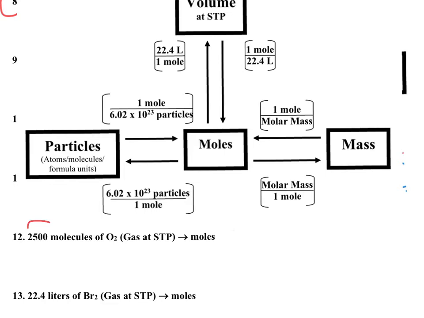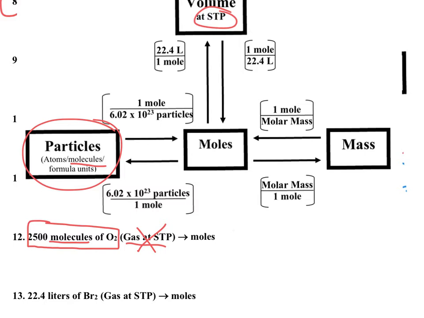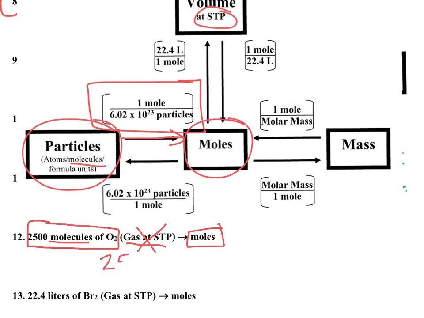We have for 12, 2,500 molecules of oxygen. Notice it says a gas at STP, which normally associates with volume, but in this case it doesn't matter because you have molecules, and molecules is found under particles. So we're going to start at particle island, and it says to convert to moles. So I'm going to use that top bridge over to mole island, which means I'm going to use this conversion factor. Now that I have that, let me write out what I'm given. I'm given 2,500 molecules, so I'm going to put MC for short, of oxygen.